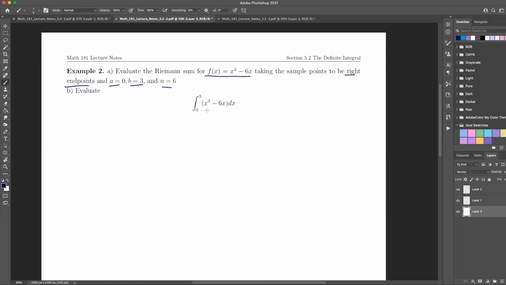So we want to evaluate this, but we're just going to do a Riemann sum instead of the actual integration. Oh no, we're going to do a Riemann sum and then do the actual integration. So let's start with A. I'm going to leave A over here, do B over here. I have room to do it all, and we'll end on this page.